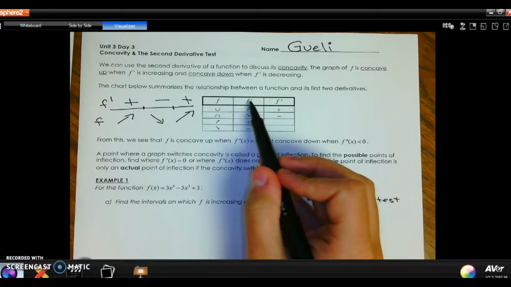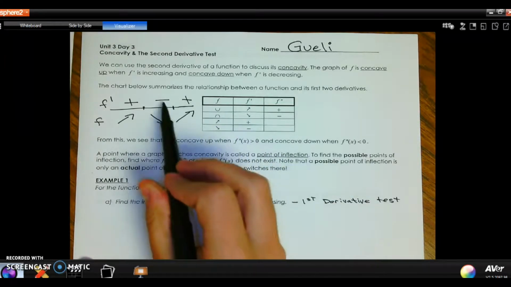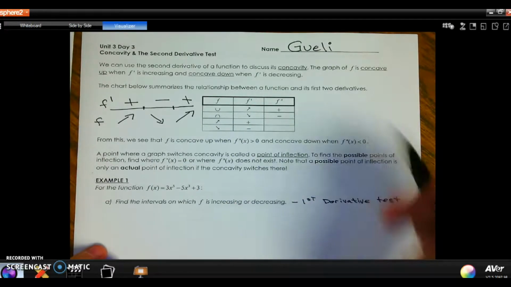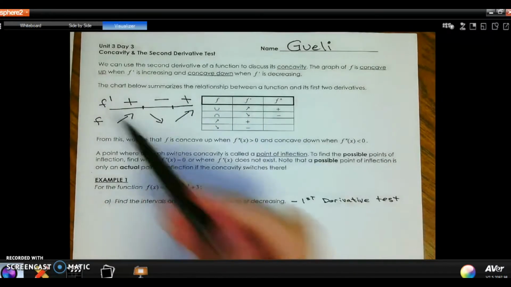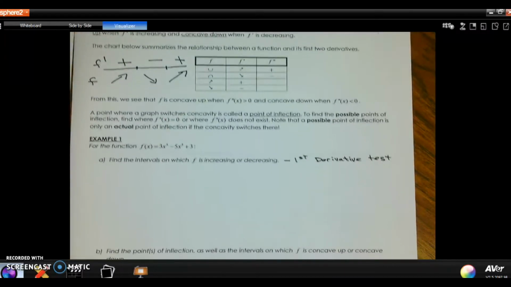This chart says if the derivative is positive, the original function is increasing. If the derivative is negative, the original function is decreasing. I know some students choose to just memorize the chart, but I always like to bring it back to my sign chart because that's what I'm most comfortable with. Okay, so just to review what we did last class, I'll start off with a first derivative test.